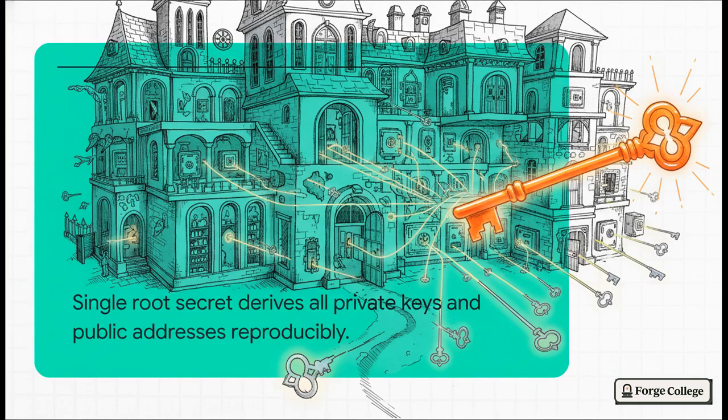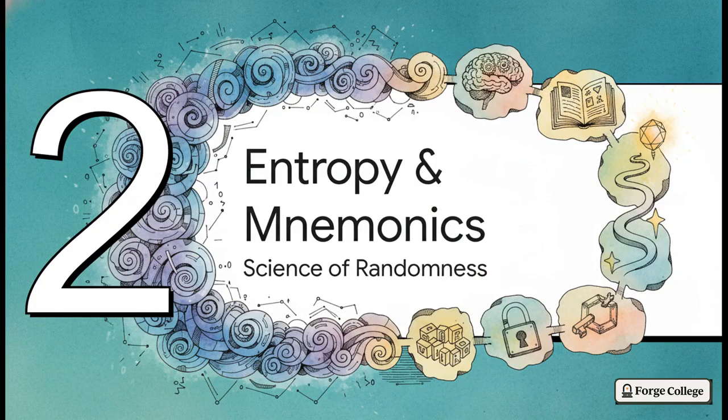Instead, you have one single, powerful root secret. Think of it like a magical master key that flawlessly and reproducibly creates the keys to every single door in that entire mansion. So if you just protect this one master key, you've secured access to everything. It completely eliminates the total nightmare of trying to back up hundreds of individual keys every single time you use your wallet.